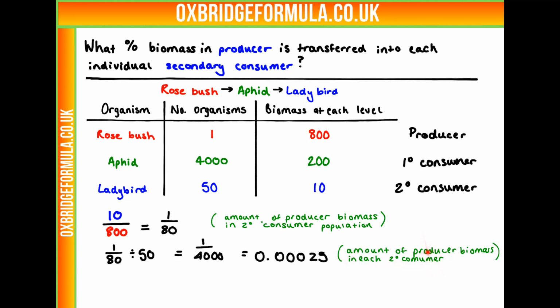So our final task is finding the percentage. So we've got the amount, now we need to find the percentage. And how are we going to do that? Well, all we need to do is times it by 100 to get the percentage. And so our answer is 0.025%. And our answer is A.